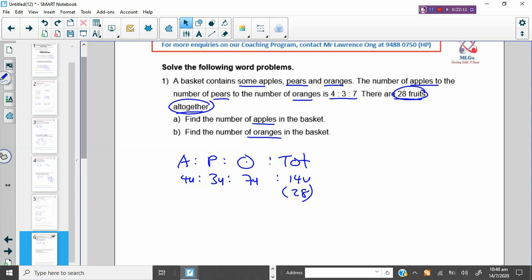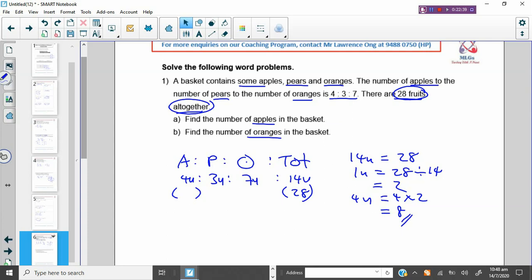So can I find how many apples are in the basket? Yes, you look at the ratio, you can see that 14 units is 28. 14 units is equal to 28. Then your 1 unit will be 28 divided by 14. So your 1 unit will be 2. So if 1 unit is 2, there are 4 units of apples. So that will be how many apples? 4 times 2, and you will get 8 apples.